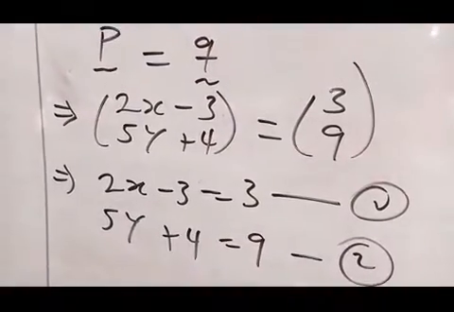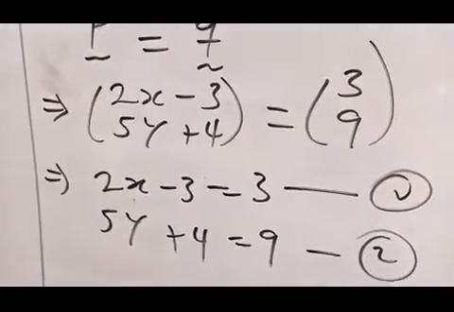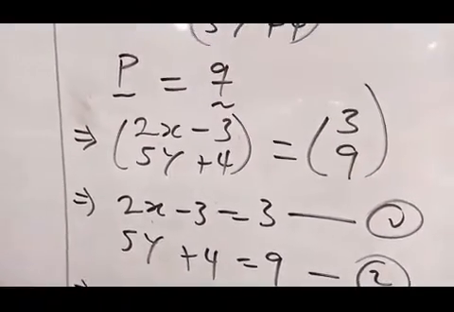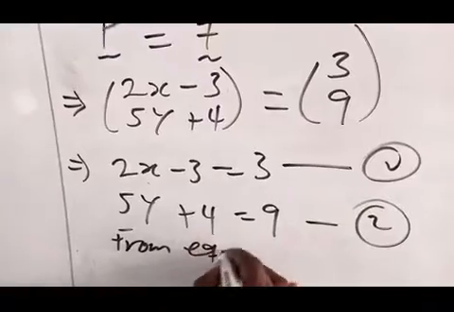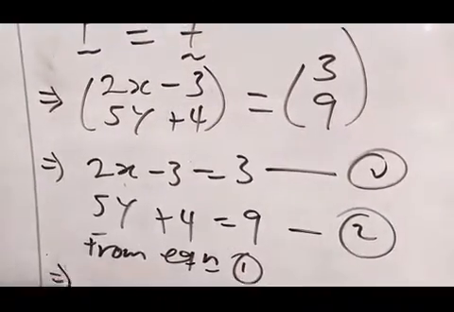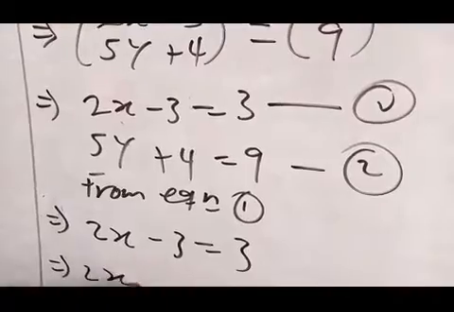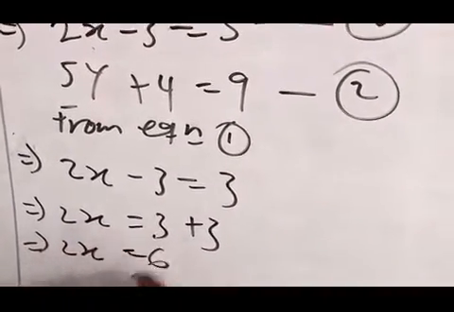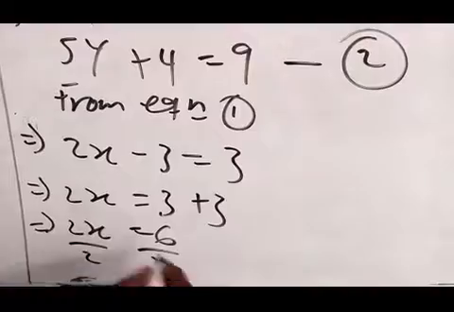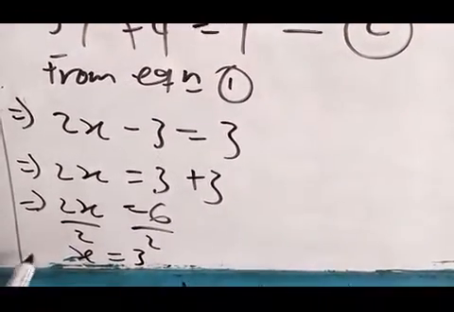Once again, there's no need solving this simultaneously because you can easily get x from equation 1 and get y from equation 2. So from equation 1, we have 2x - 3 equals 3. Then we have 2x equals 3 + 3, so 2x equals 6. Divide that by 2, that by 2, and then x is equal to 3.